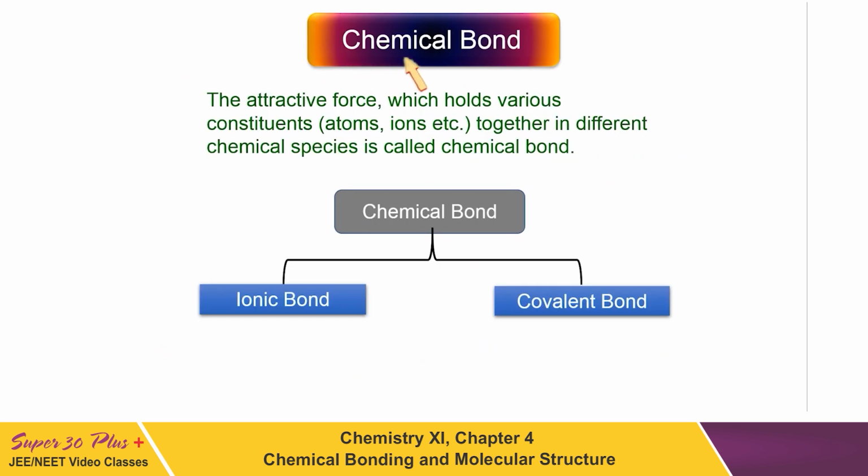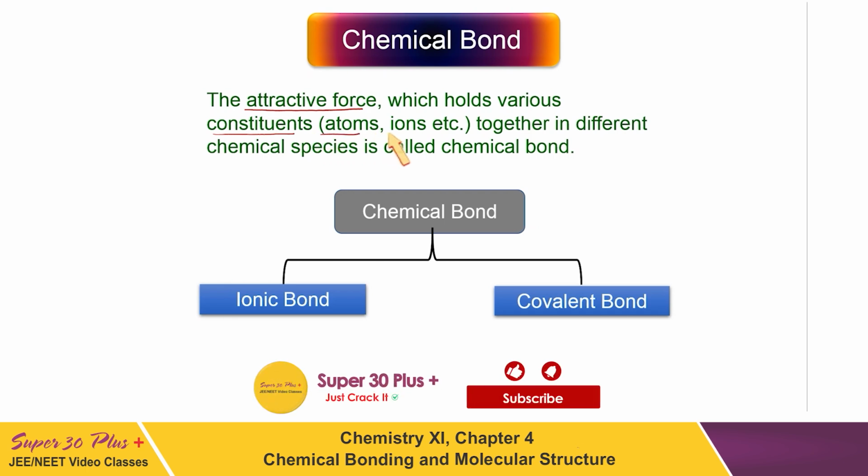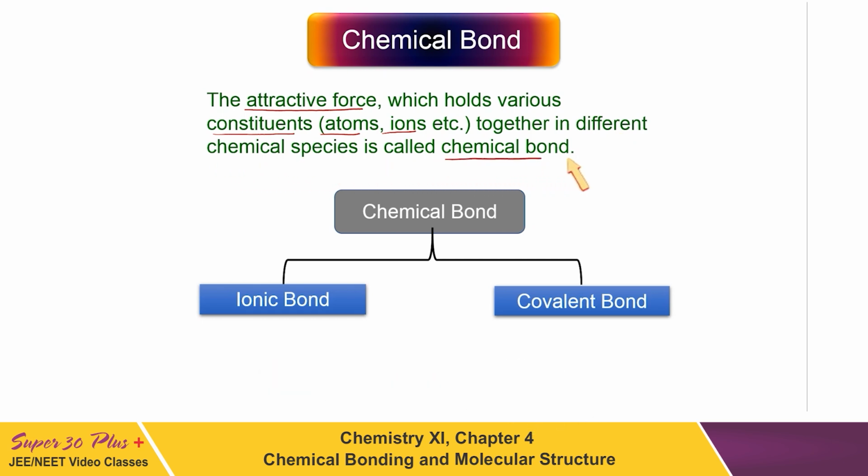Now, what is a chemical bond? As per the definition, a chemical bond is the attractive force which holds various constituents like atoms or sometimes ions together in different chemical species. It is a force of attraction which holds these species together. Although chemical bonds are of many types, primarily they can be categorized into two major categories. One is ionic bond, another is covalent bond.